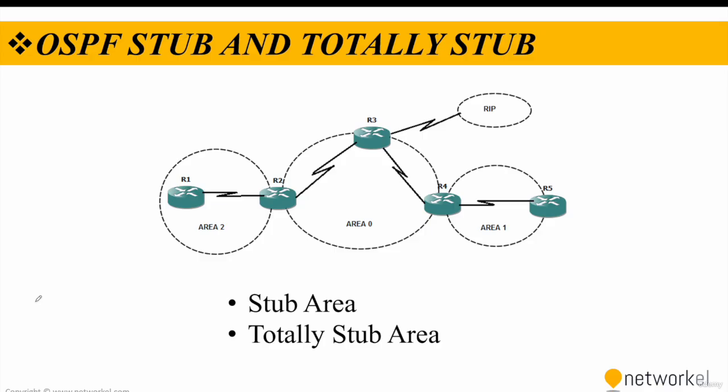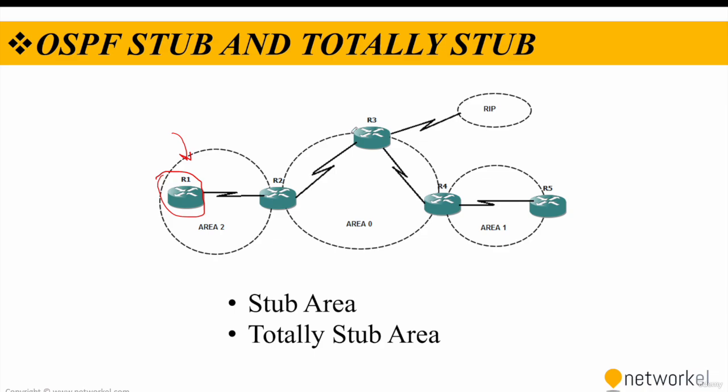OSPF stub and totally stub areas are types of OSPF areas that reduce the routing table size and overhead by limiting the types of routes that are advertised within them. For example, let's consider a topology like in the screen. If you go ahead and type show ip route for the router 1, for example, you will be able to see a lot of routing information within the router 1's routing table.